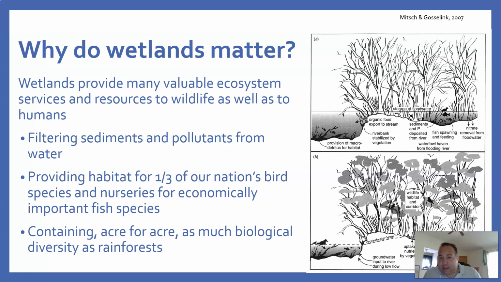So if you look at the graphic on the right there in section B, you can see that it provides a wildlife habitat and corridor, so a place where they can move around throughout their range. So you're going to see in these wetland areas a third of the nation's bird species and a bunch of the important fish species. And what it really comes down to is that acre for acre, these places have as much biological diversity as rainforests. Well, but why does everybody say save the rainforest and doesn't say save the wetlands?